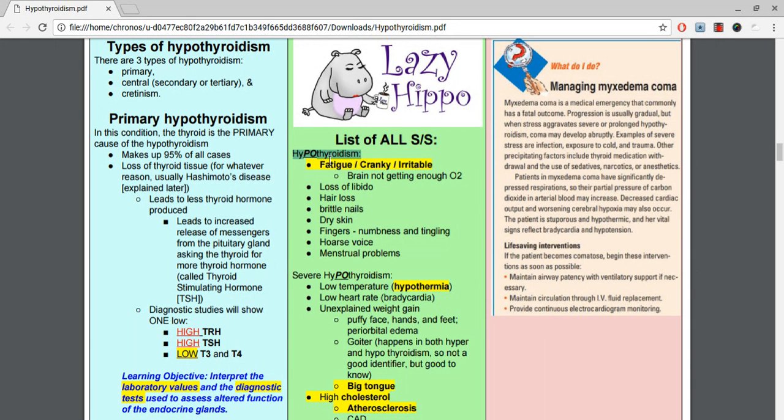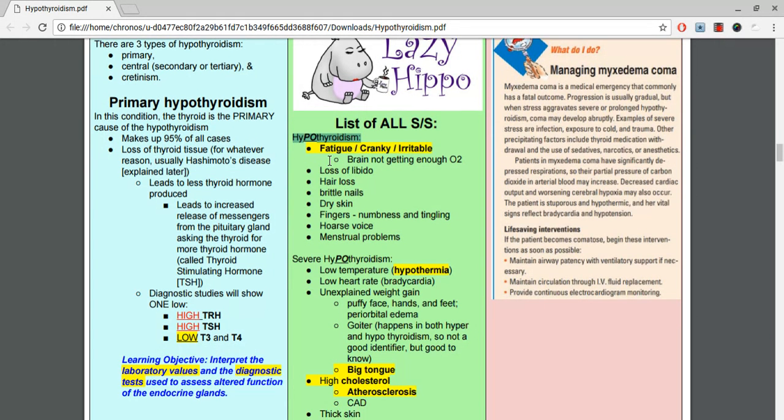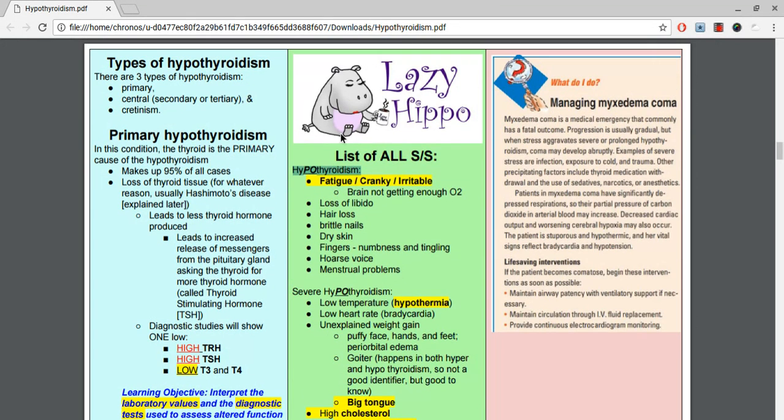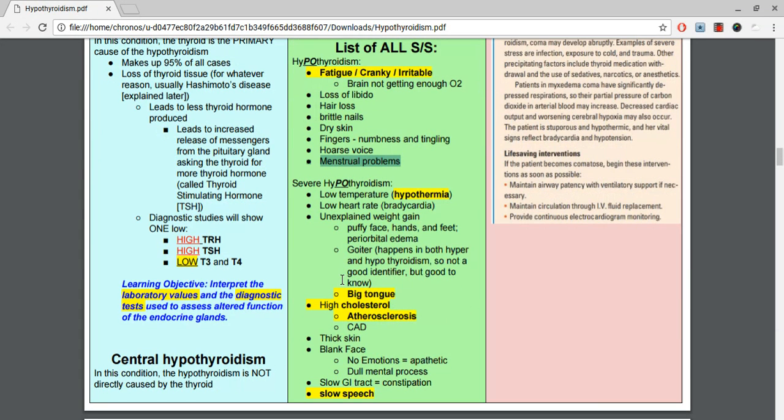Their fingers, they could have numbness and tingling in their fingers. They could have a hoarse voice, and they could have menstrual problems. Because remember, this usually happens in women. So a sign and symptom is menstrual problems.